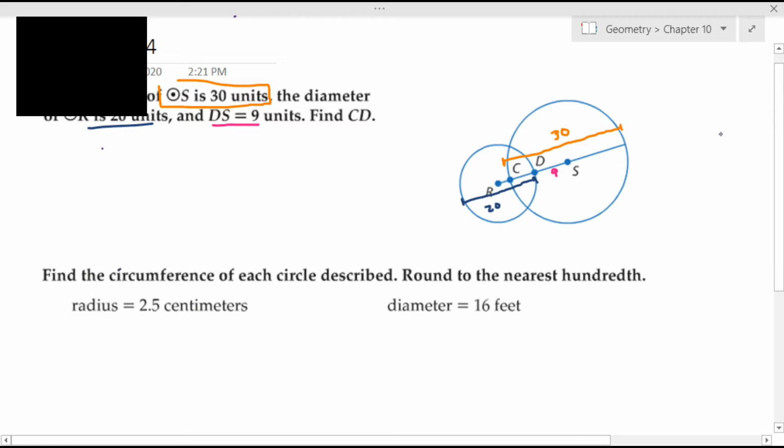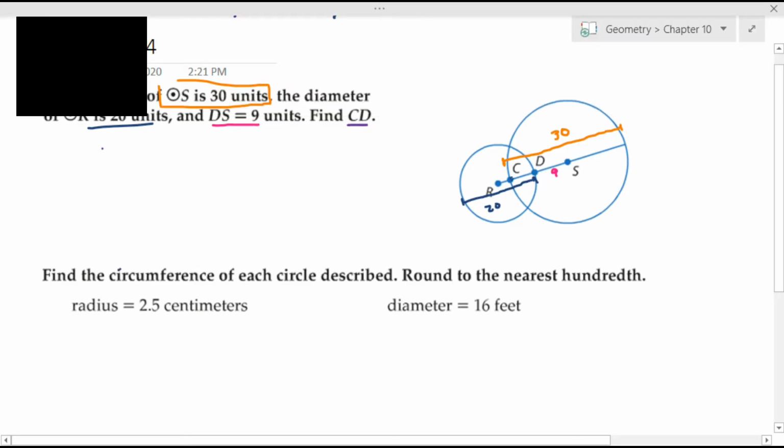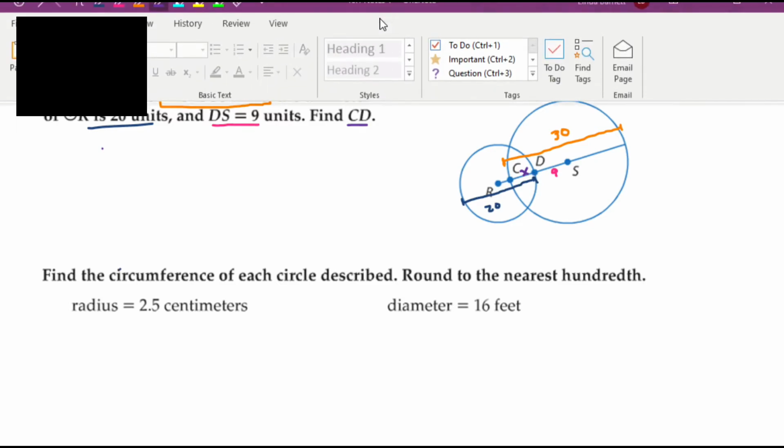Pause it, try and think to yourself, we're trying to find the distance of CD. So CD is this distance right here. I'm going to call it X. That's what we're looking for. Pause it, try it on your own.